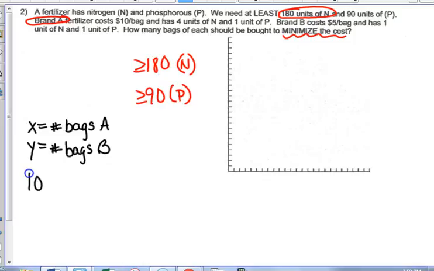10 for A and 5 for Y. And that would give us our cost. Notice it says we're to do what this time? Minimize the cost, okay? Could we buy 1,000 bags of each and have enough nitrogen and phosphorus? We'd probably kill the yard, right? But is that going to minimize the cost? What's going to happen this time?